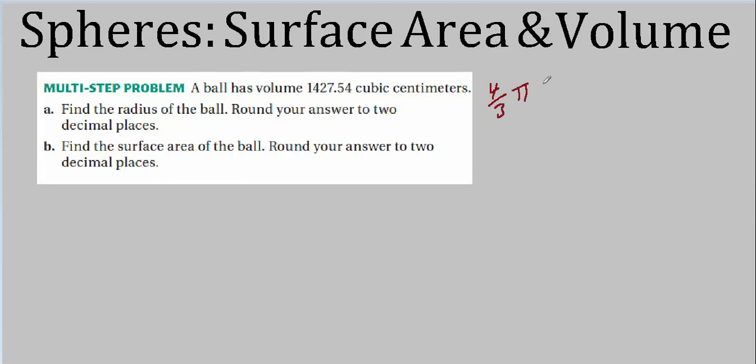And that means that we use our volume for a sphere. 4/3 pi r cubed. And that is, wow, big number, 1427.54. Now this is easy. We can write that r cubed, multiply through by 3, divide through by 4 pi, and we get 3 over 4 pi times 1427.54.